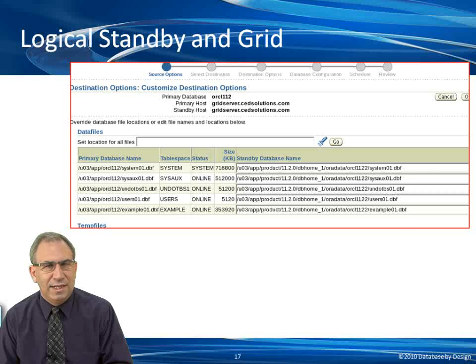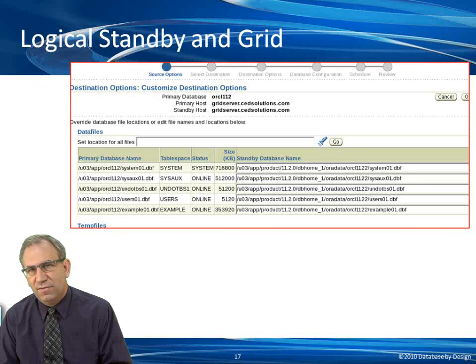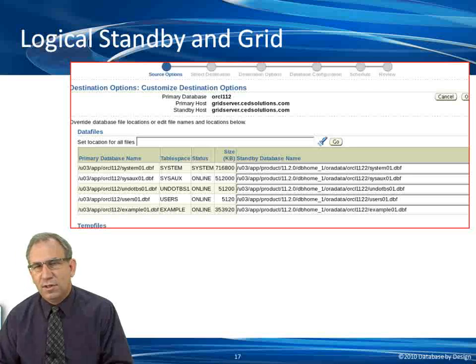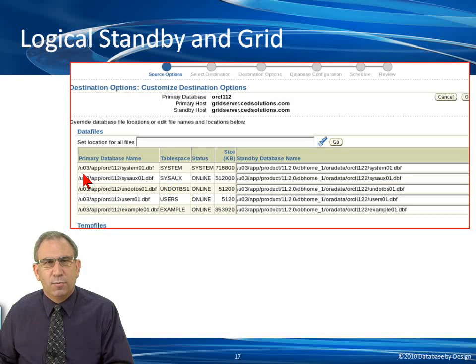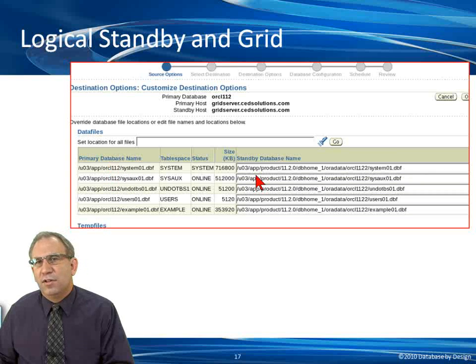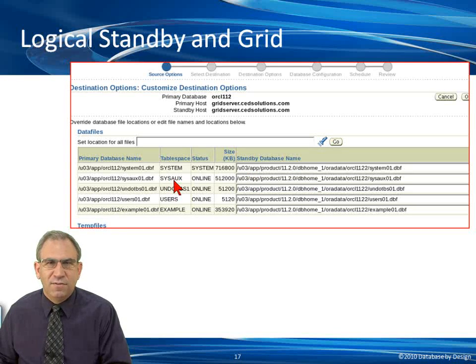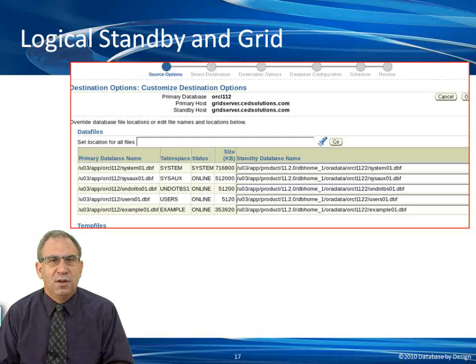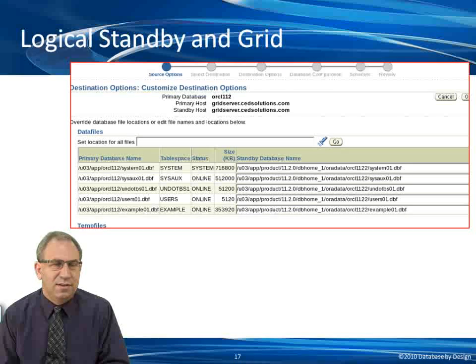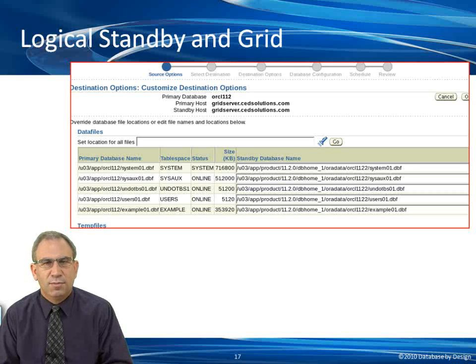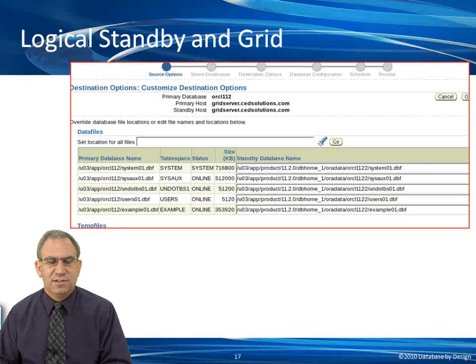So what's happening behind the scenes, remember that parameter is called db_file_name_convert and log_file_name_convert? That's exactly what's going on here. The primary database location is U03 app ORCL 12. The standby location would be like U02 Oradata, whatever. I mean, that's just an example. The db_file_name_convert, the first entry would be this, the second entry would be this. I highly recommend that you do this. This is one of the things that you probably need to change when you go through the wizard. It's just the location of the data files on the standby system.